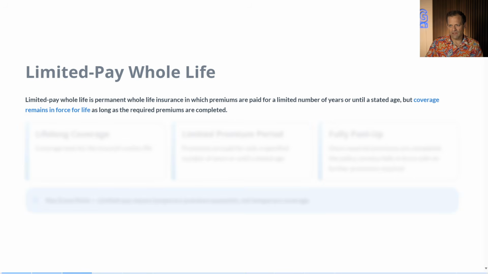So let's talk about what limited pay whole life is. It is insurance, whole life insurance, obviously, where the premiums are paid for a limited number of years or until a specific age, but coverage still remains in force. So this is different from term insurance, where you pay it for a number of years, then you get to the end of that period and it terminates. This is whole life insurance, but you're kind of front-ending the premiums so that at a certain age you stop paying them, but still keep the coverage in place, okay?